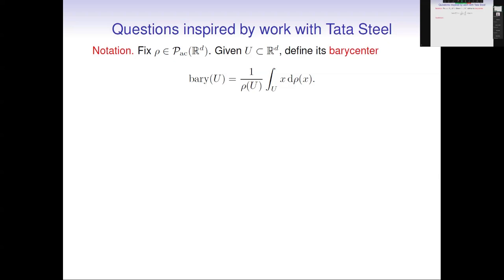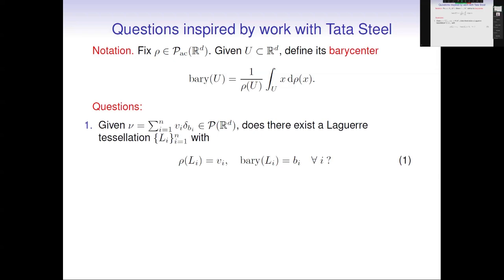Okay, so with this notation, the questions we had. If someone gives you this discrete measure, so they give you a bunch of target volumes and target barycentres, these are points in R^d. Does there exist a Laguerre tessellation whose cells have these volumes and these barycentres? So can you find a Laguerre tessellation that has cells of volume b_i, volume with respect to rho, and barycentres, again with respect to rho? So that's one question. Under what conditions on the data does there exist a Laguerre tessellation?